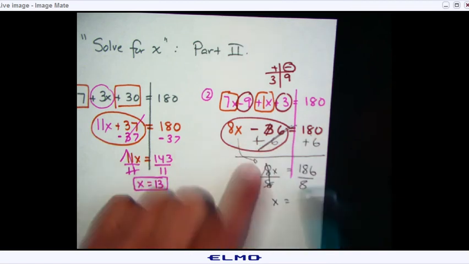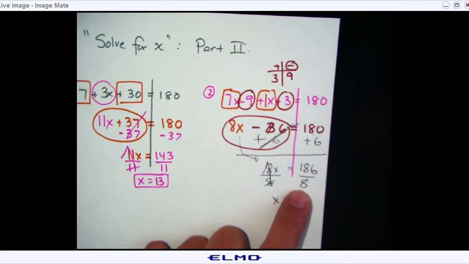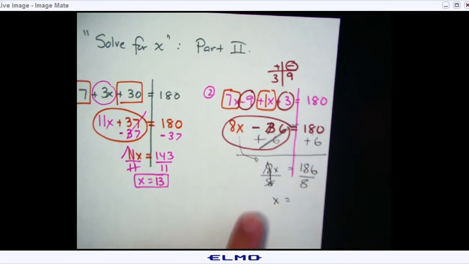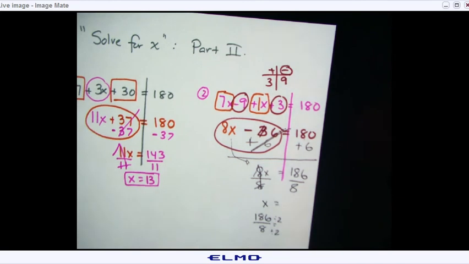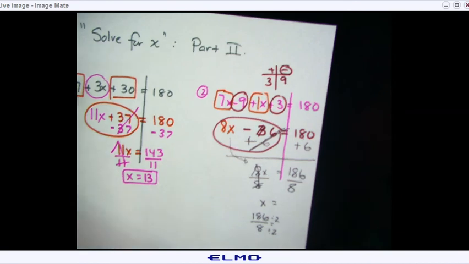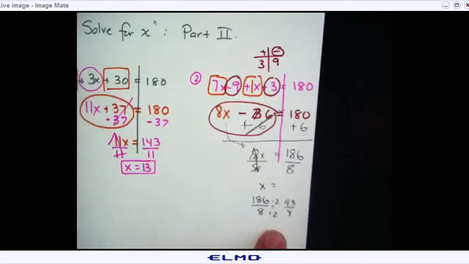And that's okay. If it's a fraction, there are fractions as answers. So let's go ahead and do that. You're not going to get something like this. So let's divide the top and the bottom by 2. So let's see. 186 divided by 2 is 93 over 4. And I think that's your answer.